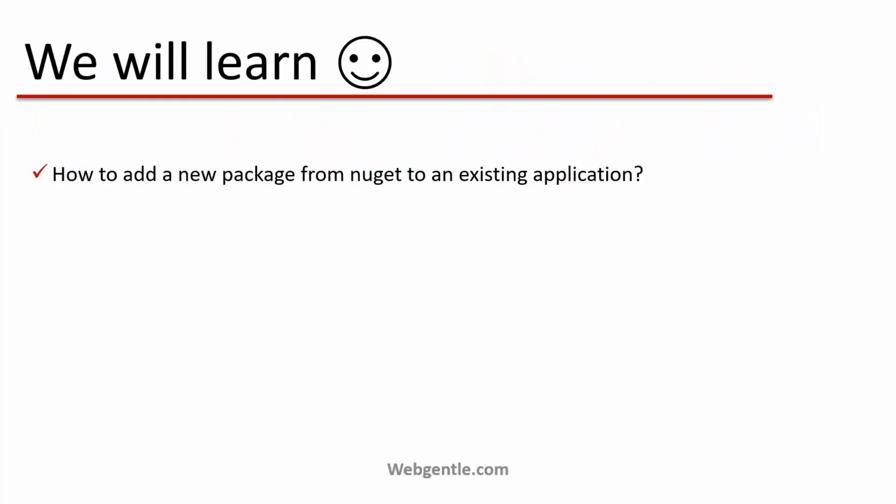In this part, we will learn how to add a new package from NuGet to an existing application. We will create a demo in which we will learn how to add a package from NuGet using CLI into your existing application. Also, if you need to install the older version of the package, then we will also learn how we can install the older version into our application.